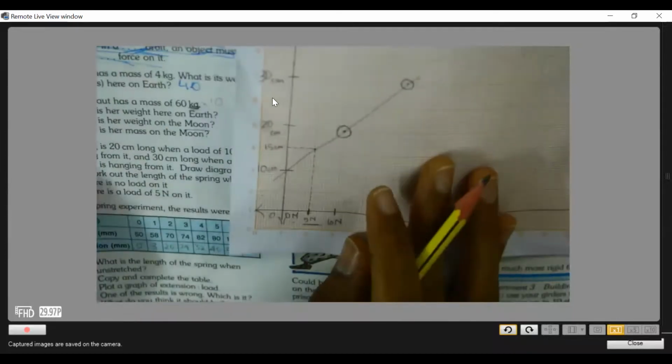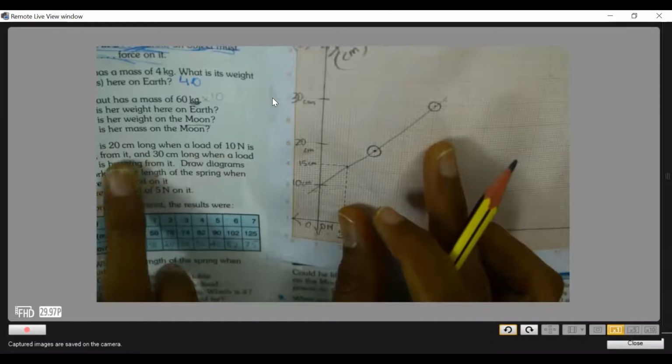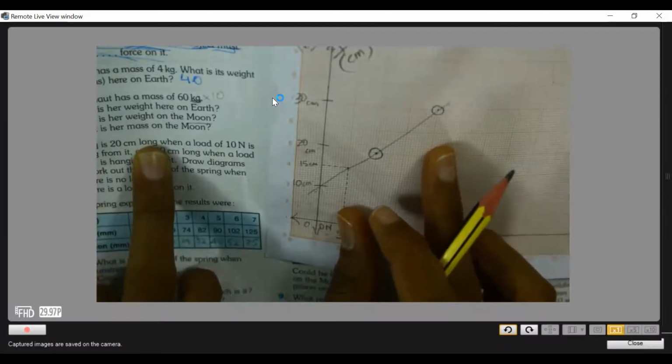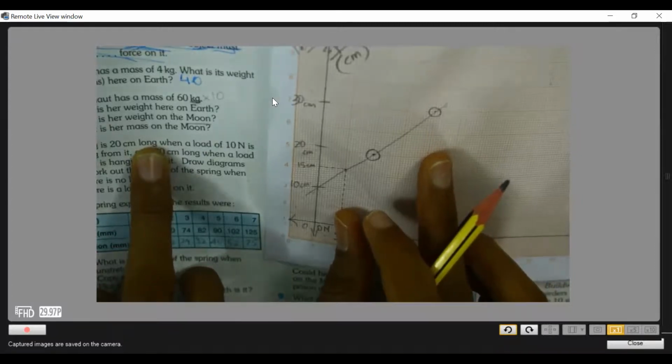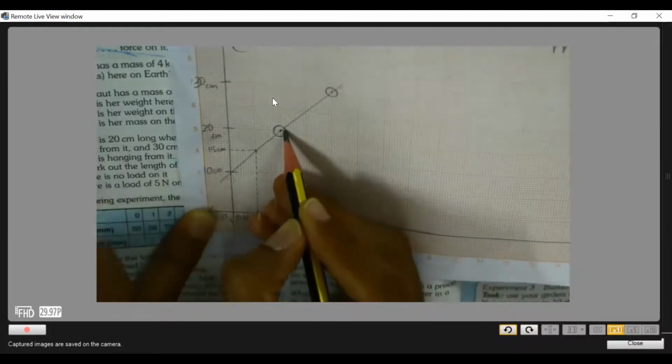So what did the question say? The question says that at the load of 10 Newton, the spring is 20 centimeters long. Remember, that means this is the length of the spring. It is not an extension. So you will not have a graph passing through the origin. So 10 Newton is here and 20 centimeters is here.